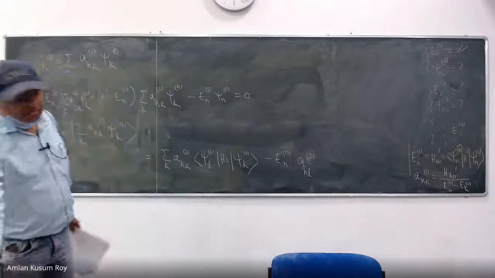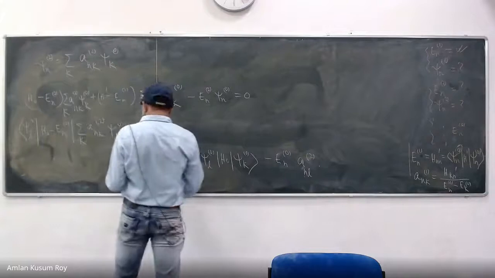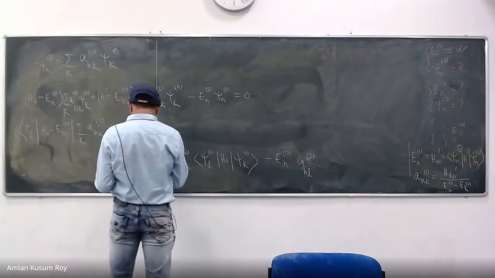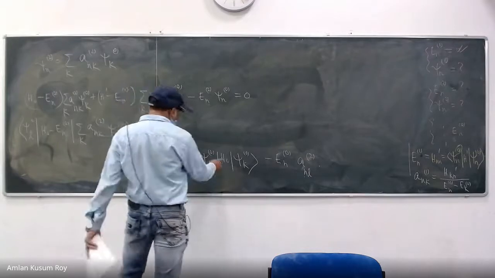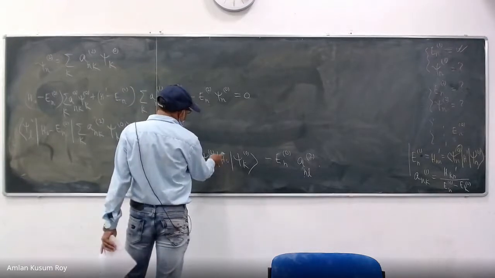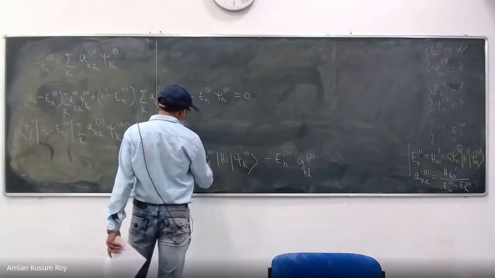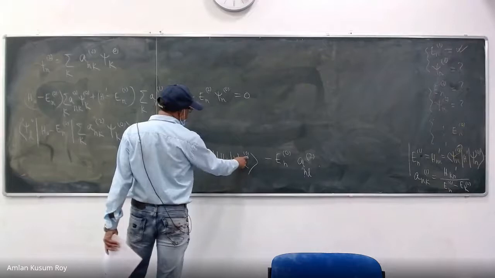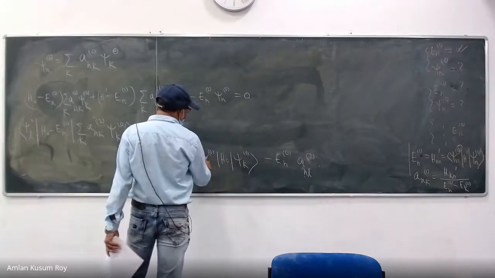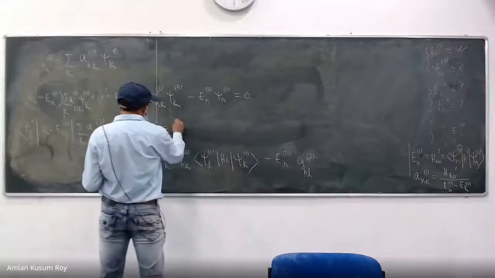What is the meaning of the first term? Summation A_NL K. So that means A_NK ψ_K^0 times H_0, so this I can write. Again, you can do this kind of stuff: H_0 ψ_K^0 gives E_K^0 ψ_K^0, right? So that means you will get E_L^0 ψ_L^0 ψ_K^0. That means E_L^0 δ_LK.